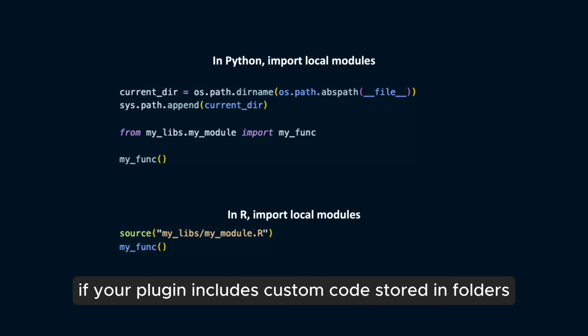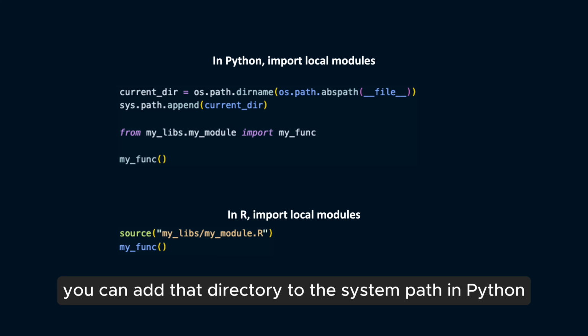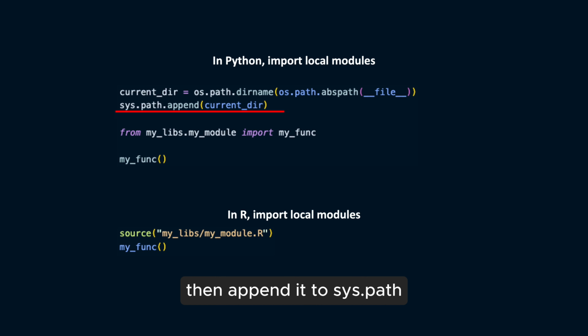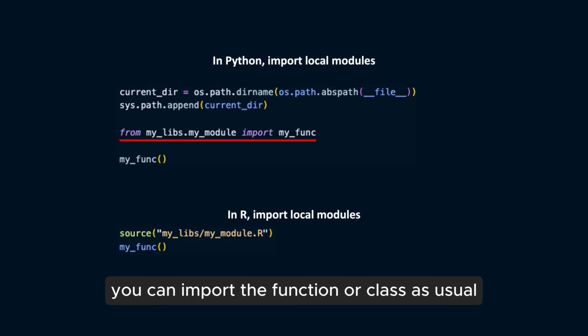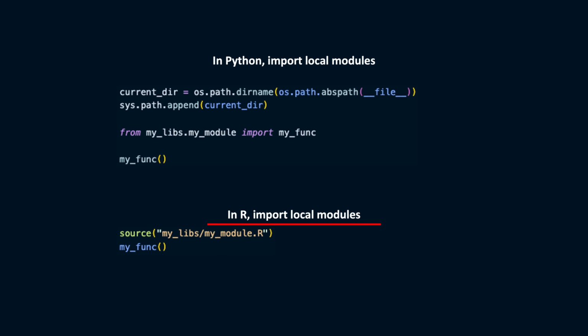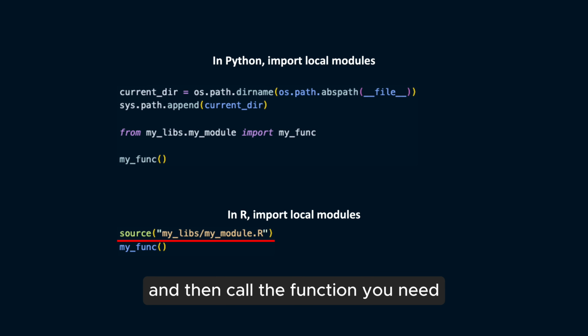If your plugin includes custom code stored in folders, you can add that directory to the system path. In Python, start by getting the current scripts directory, then append it to sys.path so Python knows where to find your modules. After that, you can import the function or class as usual using from and import. In R, it's even simpler. Use the source function to load your script and then call the function you need.